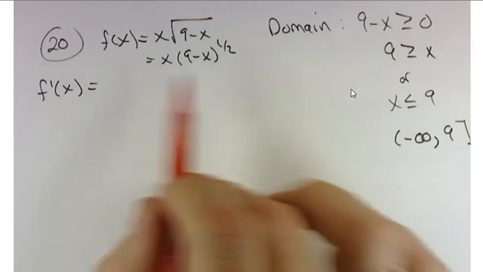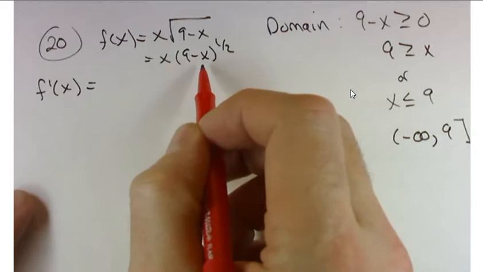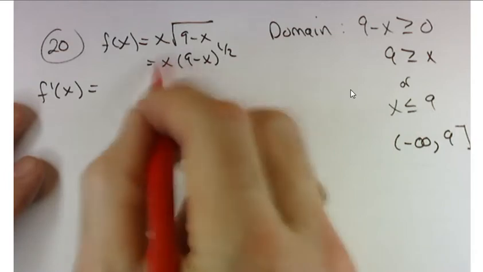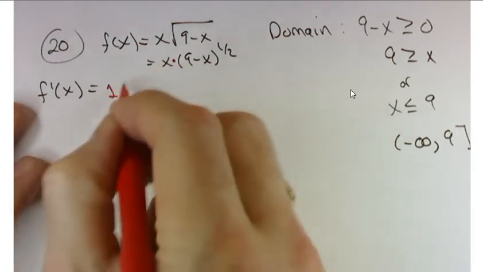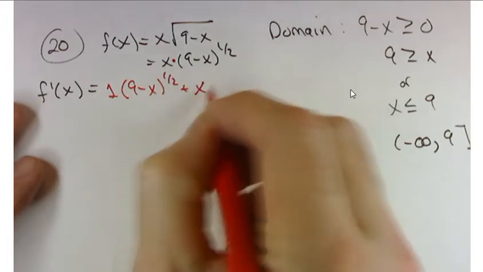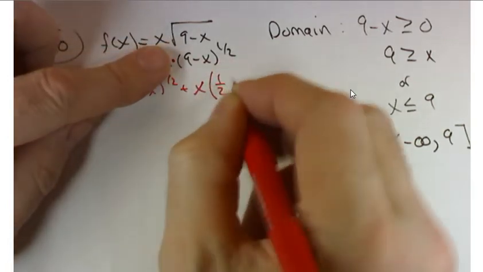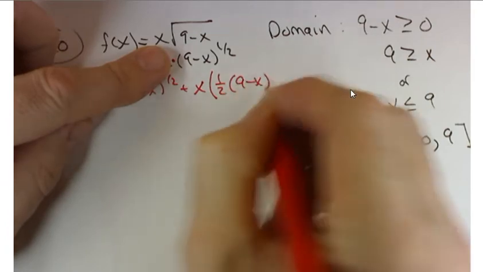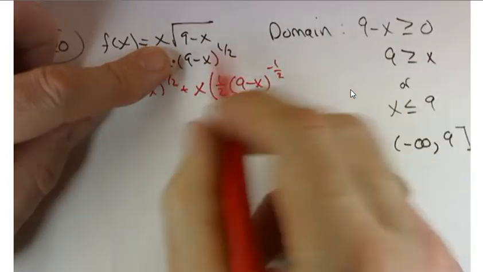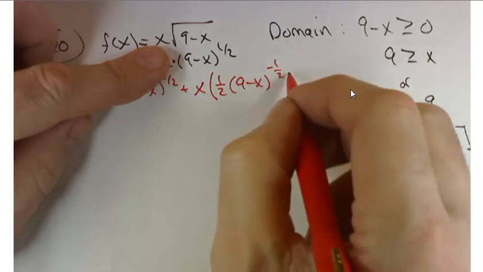But the first thing you see, of course, is a product. So it's going to be the derivative of the first times the second, and the derivative of the second times the first. So what's the derivative of the first going to be? 1. So 1 times 9 minus x to the 1/2 plus x times, well, it's going to be 1/2 9 minus x to what power? To the negative 1/2. That's the derivative of the outside. Somebody said chain rule, right? What's the derivative of the inside? Times negative 1.